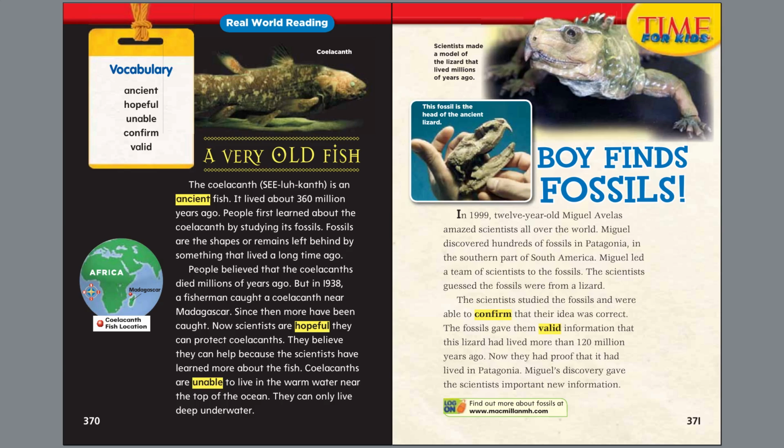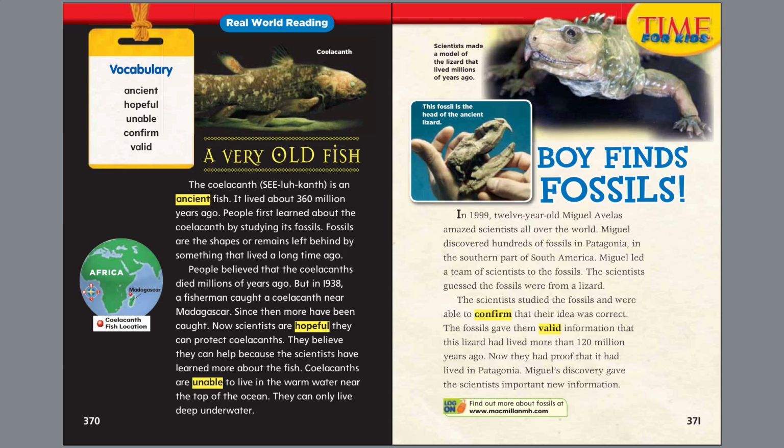Miguel discovered hundreds of fossils in Patagonia, in the southern part of South America. Miguel led a team of scientists to the fossils. The scientists guessed the fossils were from a lizard. The scientists studied the fossils and were able to confirm that their idea was correct.